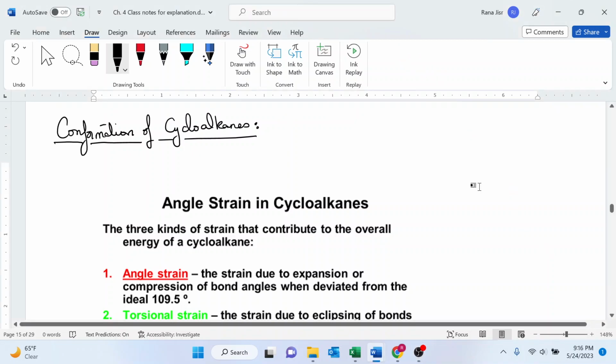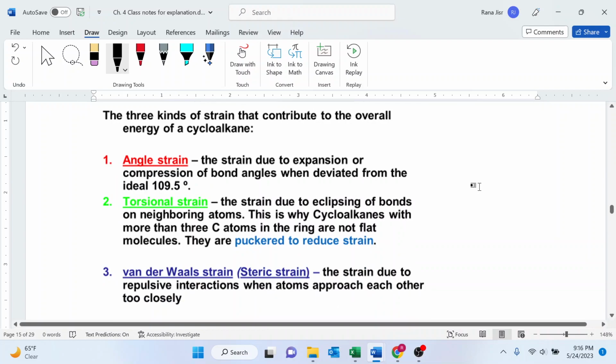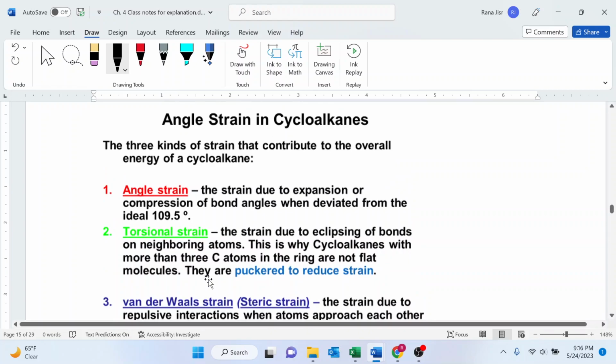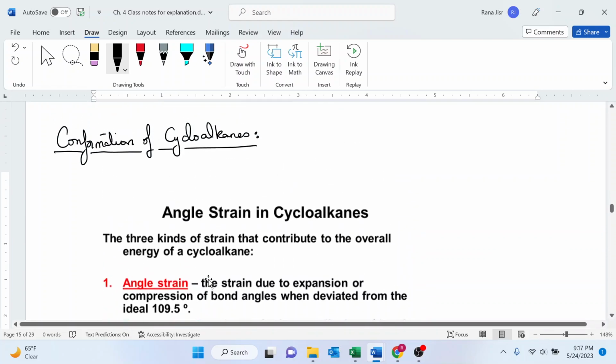When we draw the conformation of alkanes, we care about two types of strains, torsional strain and steric strain. This is for alkanes, and we show those in the Newman projection when we are drawing the staggered conformations and the eclipsed conformation.